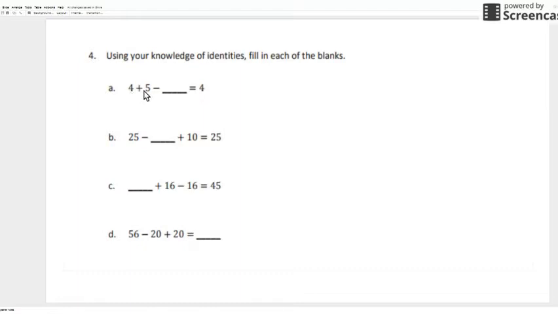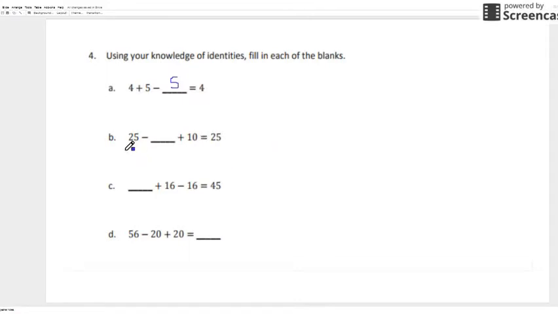If we look at this, it says 4 plus 5 minus something has to equal 4. Well, here's the starting 4. We added 5. What would I have to subtract to get back to 4? Hopefully you think about this. We would have to subtract 5. We'd have to get rid of this 5 right here to come back to this original number. So there you go. Just filling in the blank.